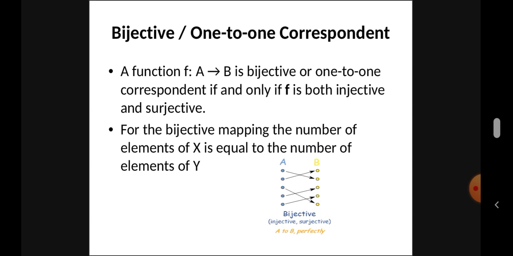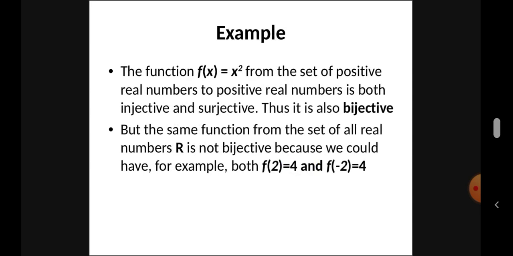So here we can say this is a bijective function. And example, the function f of x is equal to x square from a set of positive real numbers to positive real numbers is both injective and surjective. And so we can say this is also bijective. But the same function from the set of all real numbers R is not bijective because we could have values f of 2 and f of minus 2.